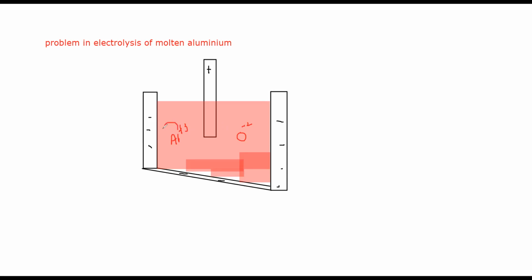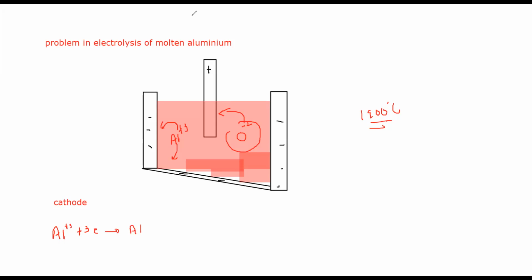Aluminium ions are positive, attracted towards the cathode, meaning towards the base or the wall. And oxygen is negative, it is attracted towards the anode. The melting temperature is 1900 degrees centigrade. This temperature is too high. So the equation, when we write for the cathode, aluminum is attracted towards the cathode. So when aluminum is attracted towards the cathode, it will gain electrons and change into aluminum metal or atom.